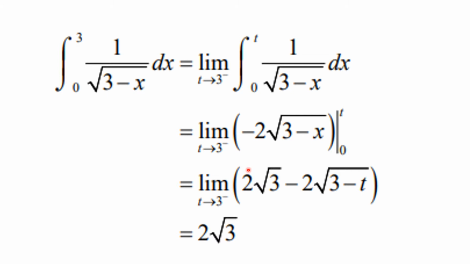So the calculation will go as follows. The integral from 0 to 3 of 1 over the square root of 3 minus x dx is equal to the limit as t tends to 3 from the left of the integral from 0 to t of 1 over the square root of 3 minus x dx. Now you guys should be experts at computing these integrals, so you realize that that's going to be this expression evaluated at t and 0, and we take the limit as t tends to 3 from the left. When we do that, this second term will be 0, so the answer is 2 square root of 3. So you see this is a convergent integral, and that is its value.